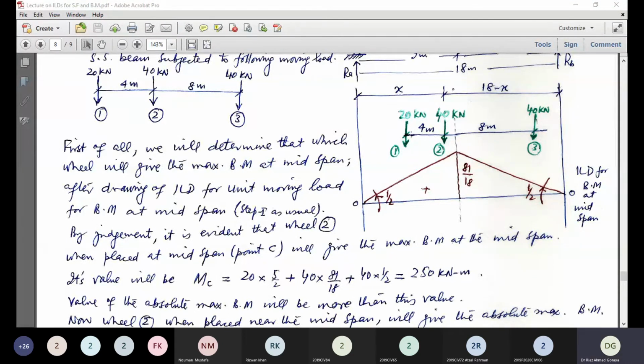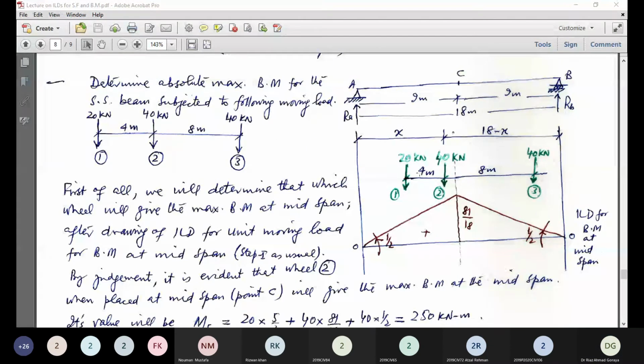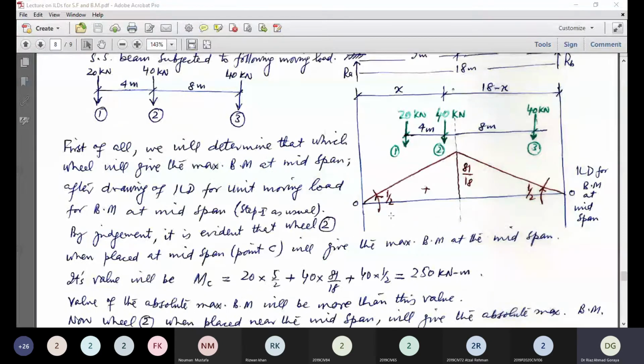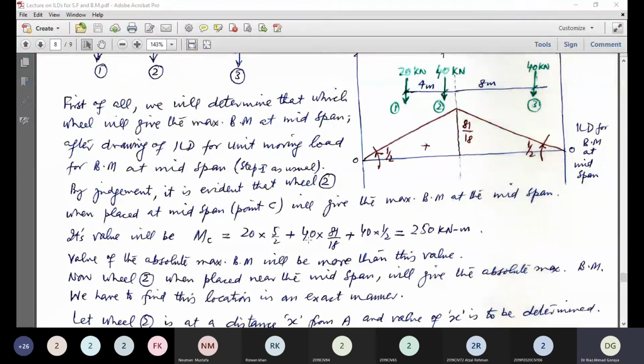This 20, its distance, since wheel 2 is at the midspan right now and this is 4 meter, so this becomes 5 meter on this side. So 5/2 into 20, plus 40 into 81/18, plus 40 into 1/2. So this is 250 kilonewton meter.